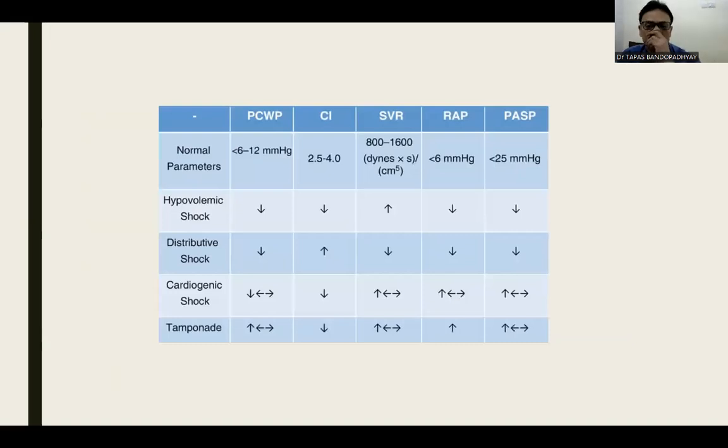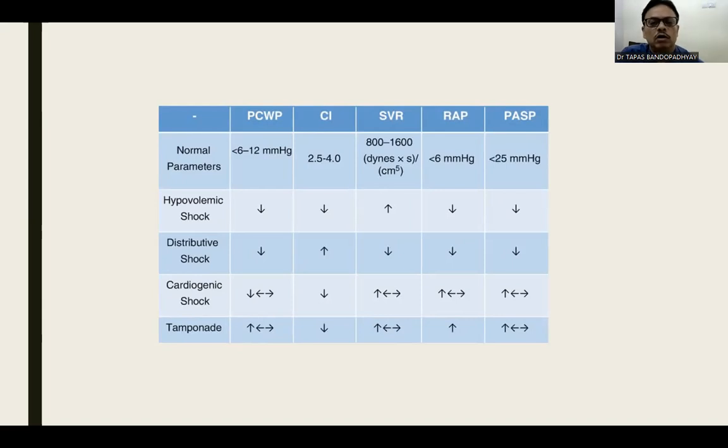Now, this is the slide that shows the hemodynamics I have already shown for different types of shock. In hypovolemic shock, for recapitulation, the only thing that is increased is the systemic vascular resistance. Other parameters like pulmonary capillary wedge pressure, cardiac index, and pulmonary systolic pressure will be low. In distributive shock, the cardiac index will be high as there is no blood or volume loss, but systemic vascular resistance, pulmonary systolic pressure and pulmonary capillary wedge pressure will be low.